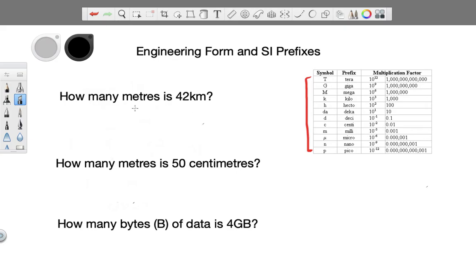We've got a question here, and it says, how many metres is 42 kilometres? We'll use the prefix table in order to help us work this out. So we say 42, and we'll get rid of the kilo, because we know from the table that kilo is 10 cubed. So that's times 10 cubed. Now we've got rid of the kilo, we're just left with metres. So it's 42 times 10 to the 3 metres. Or if you prefer, it's 42,000, because we know that 10 times 10 times 10 is 1,000.